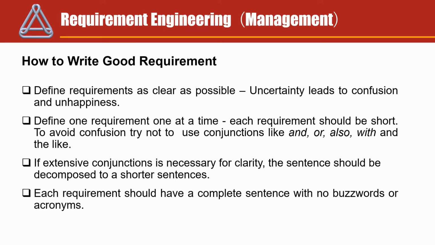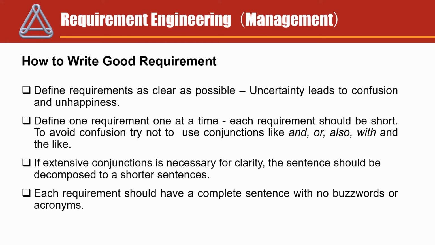A good requirement needs to be as clear as possible. You don't want any uncertainty or confusion, especially since you're going to be communicating this with teammates and possibly your customers or people outside your team in the future. You want to define one requirement in a written statement at a time. So that means as you're writing your requirements, you want to avoid conjunctions like and or also and with. So saying something like the temperature has to be at least 200 degrees and the size has to be less than 100 cubic feet, that's two different requirements and you should write them one line after another.